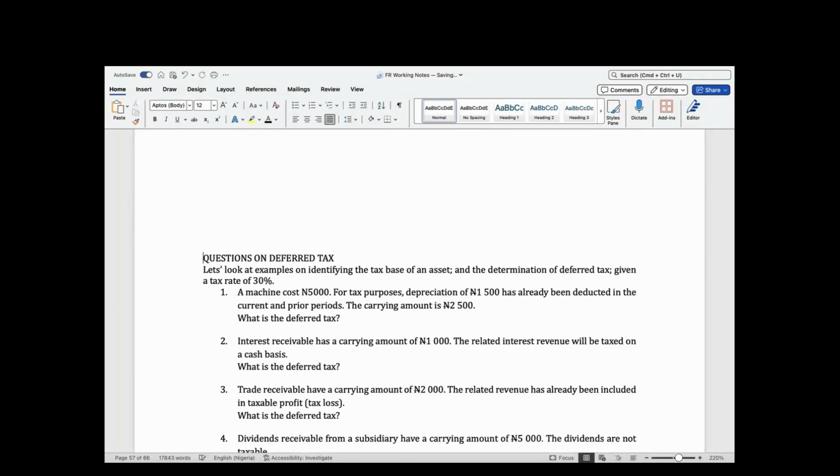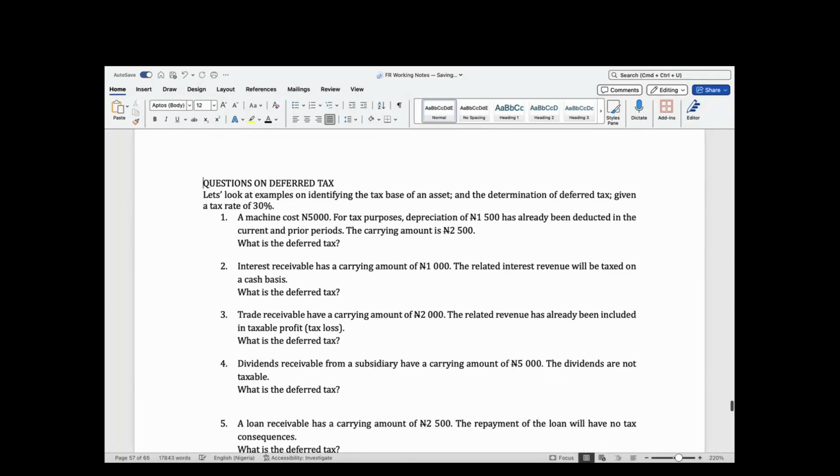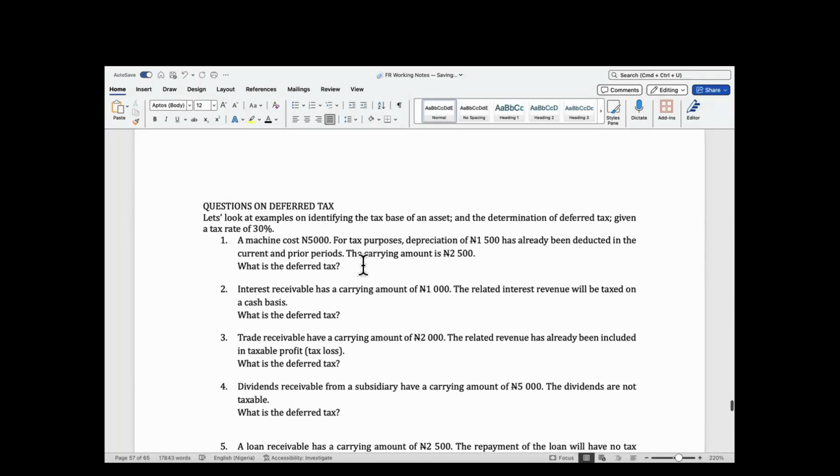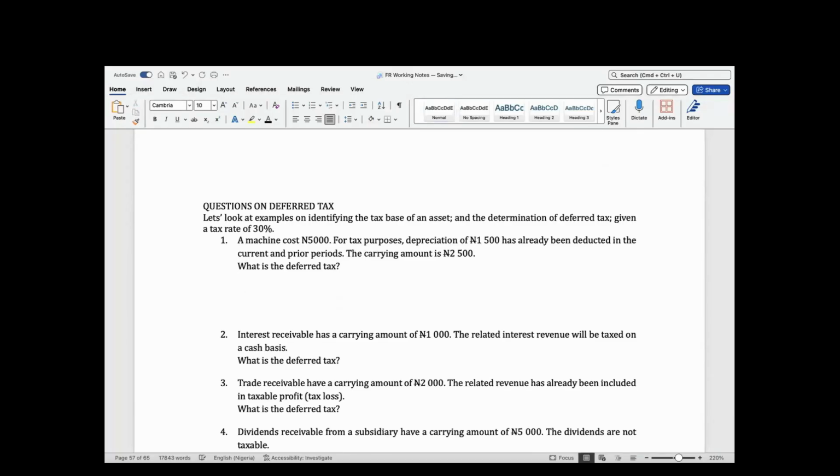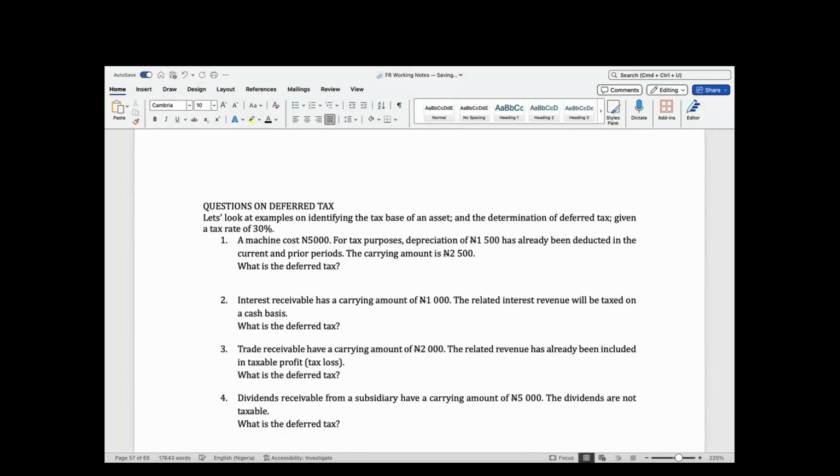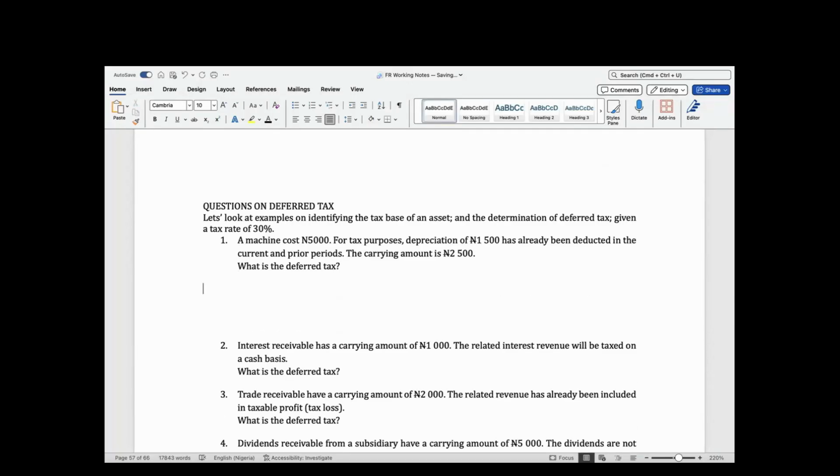Now, let's solve some questions on deferred tax. Question 1. A machine costs 5,000 naira. For tax purposes, depreciation of 1,500 has already been deducted in the current and prior period. The carrying amount is 2,005. What is the deferred tax?